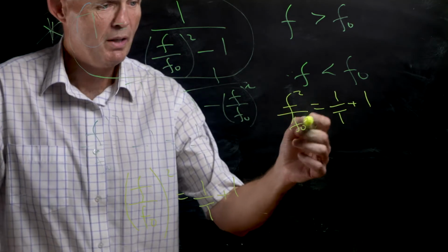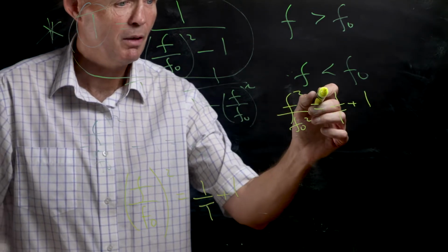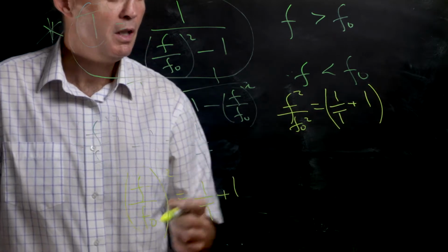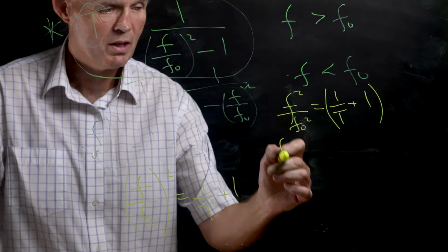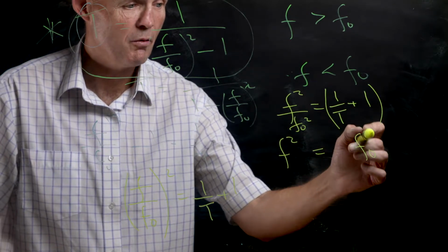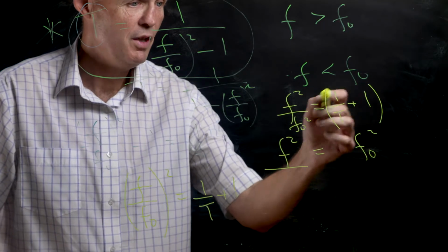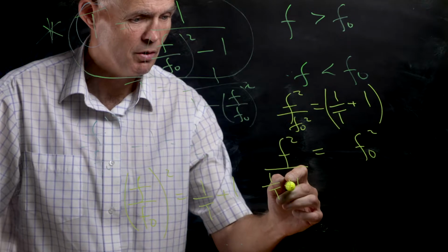The F0 squared is tied up in the division sum here. So what we can do now, I'll put a bracket round that, because I'm going to switch these two terms around. So the F squared stays where it is. The F0 squared goes to the top. And this term here, the 1 over T plus 1, goes to the bottom.